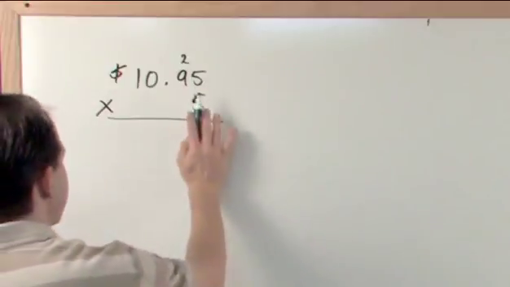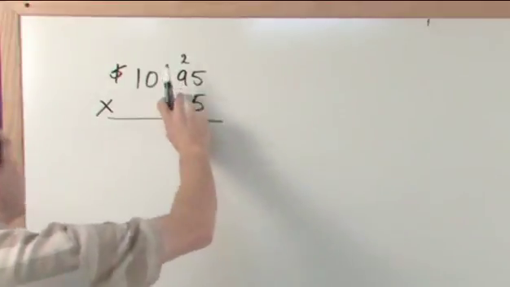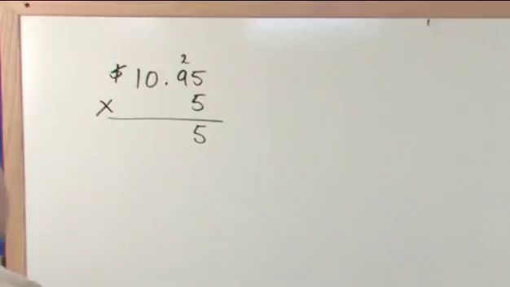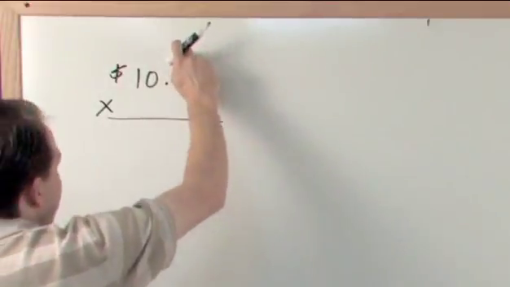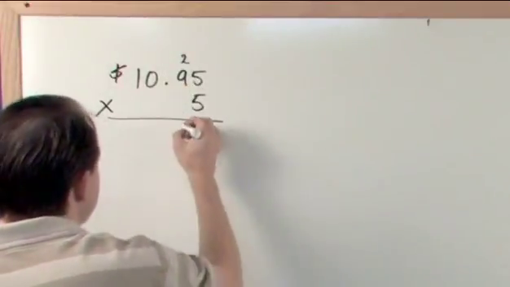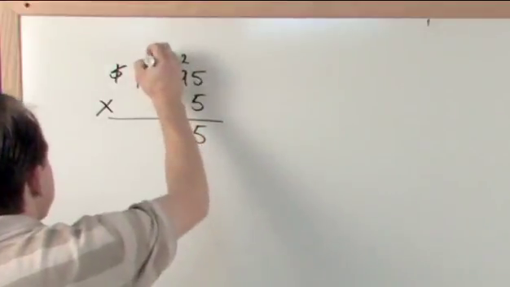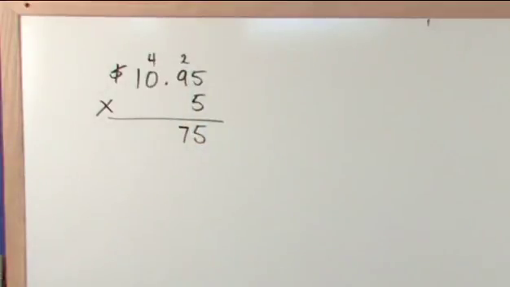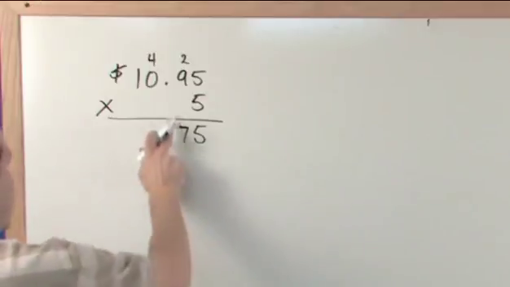Now, we're done with that. Let's move on to the next one. 5 times 9. 9 times 5 is 45. 45 plus the 2 that I put up here is 47. So I'll put a 7 and carry the 4. Put a 7 and carry the 4. Now I'm done with that one.